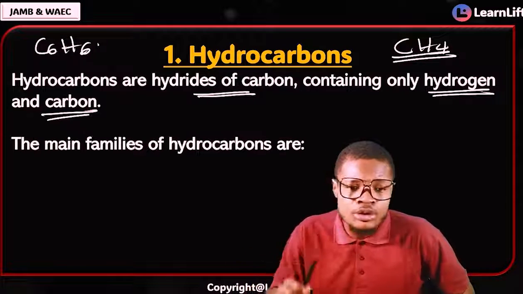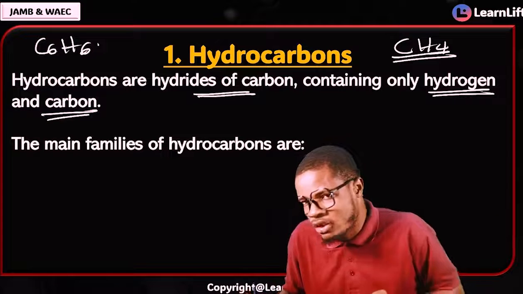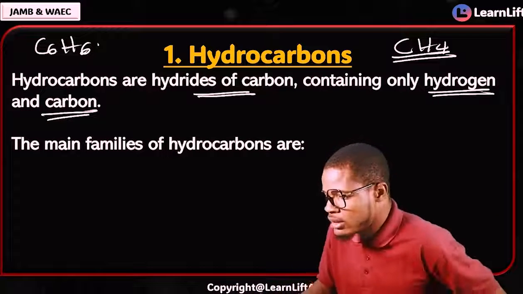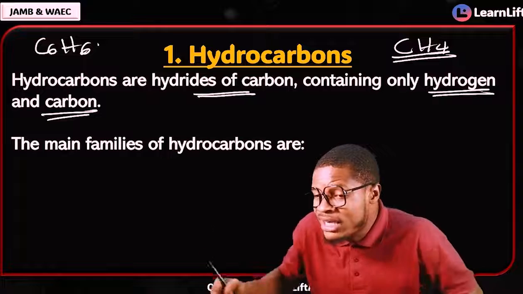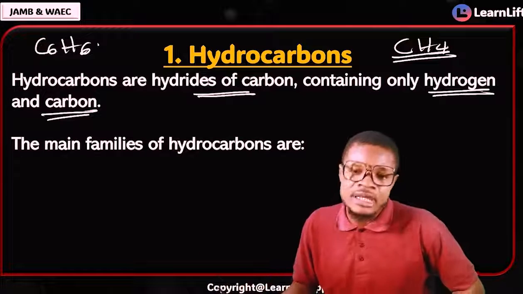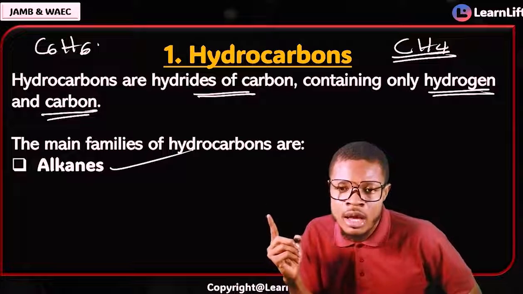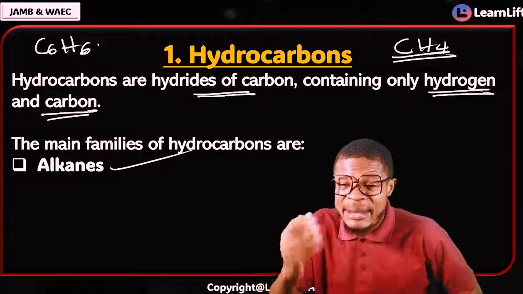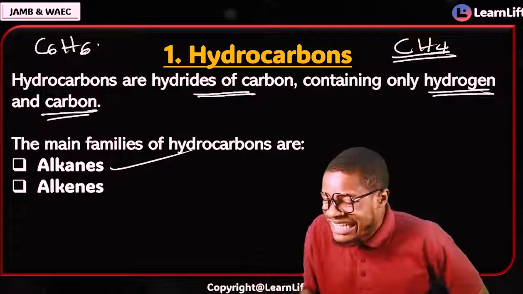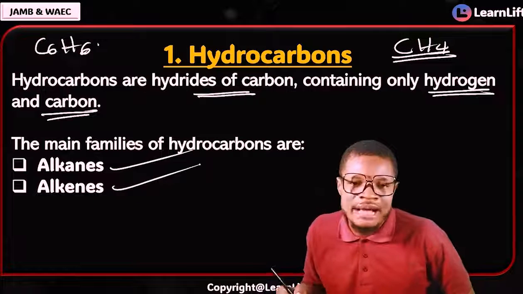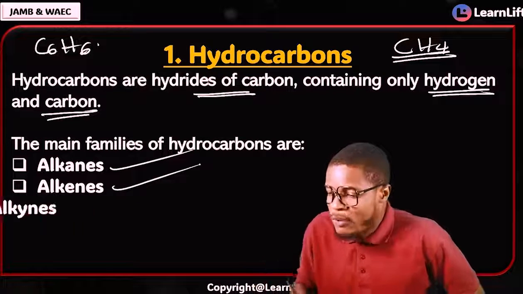Another important thing you must know is this. The main families of hydrocarbons, what are they? Come with me. What is the main family of hydrocarbons? They include the following. Number 1, alkanes. They are a main family of hydrocarbons, because what you see in alkanes is just carbon and hydrogen only. Alkanes, they are hydrocarbons. Another cardinal example are the alkynes.